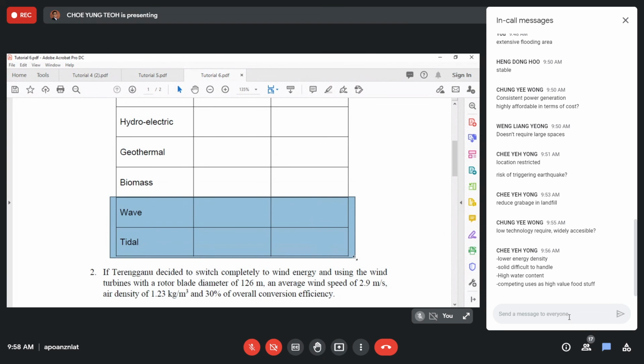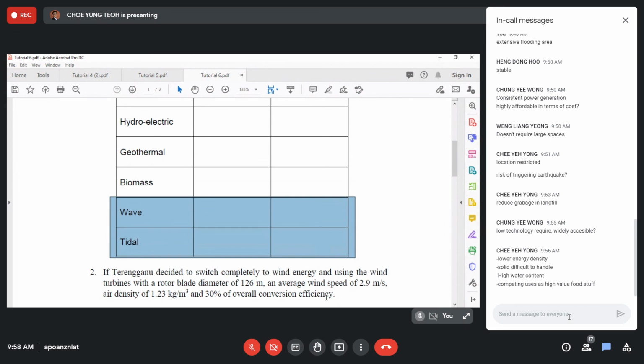And low power output and very, very high cost. You can also say that the technology is not mature. We do not have a very mature technology to harvest energy from wave and tidal. Especially wave: wherever you have strong waves, you also have strong wind. So it will be better to use wind rather than wave. So I would say that wave is normally out.